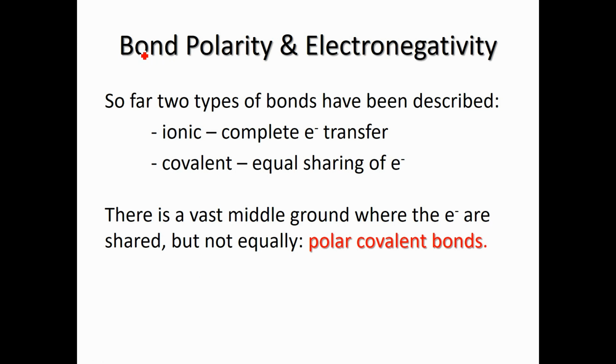So last class we talked about bonding, ionic bonding and covalent bonding. This time we'll talk about bond polarity and electronegativity, which is simply the affinity of an element for electrons. Okay, affinity for electrons by an element. The element wants to have it all.